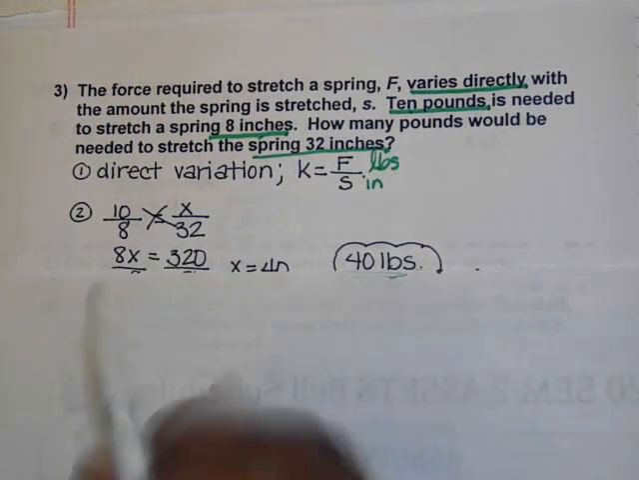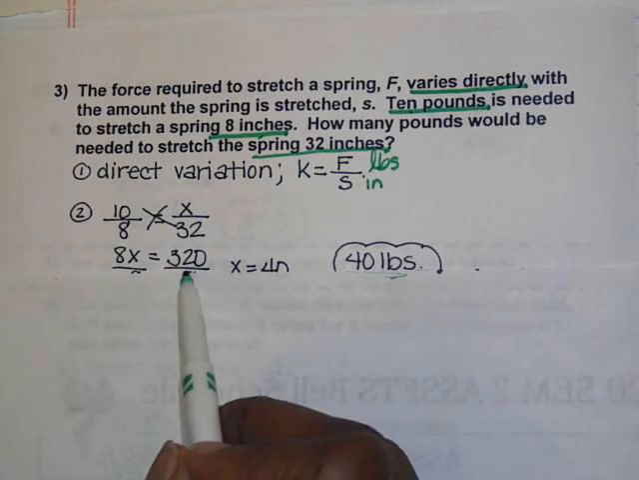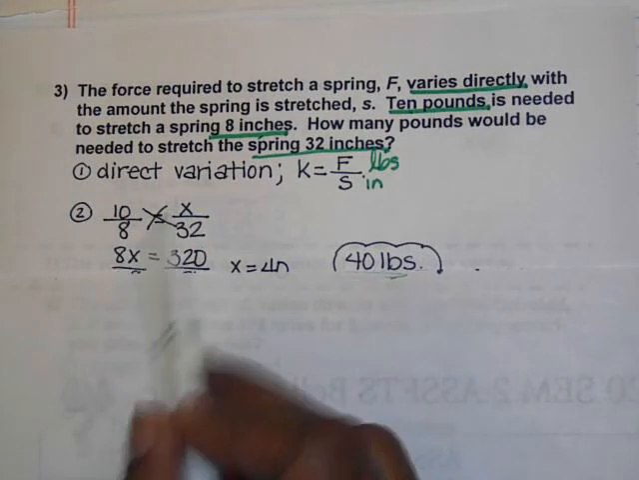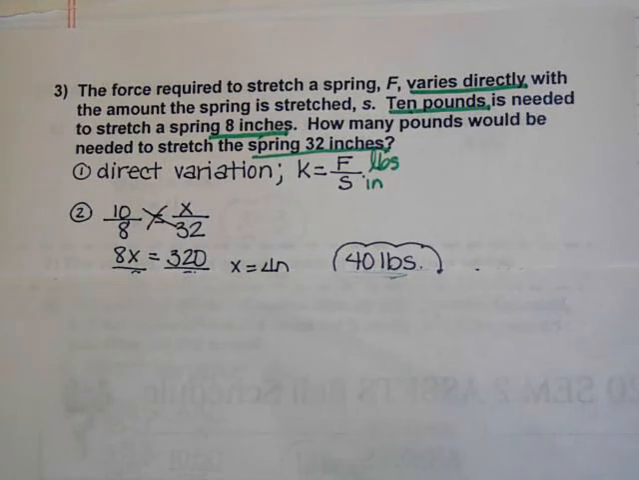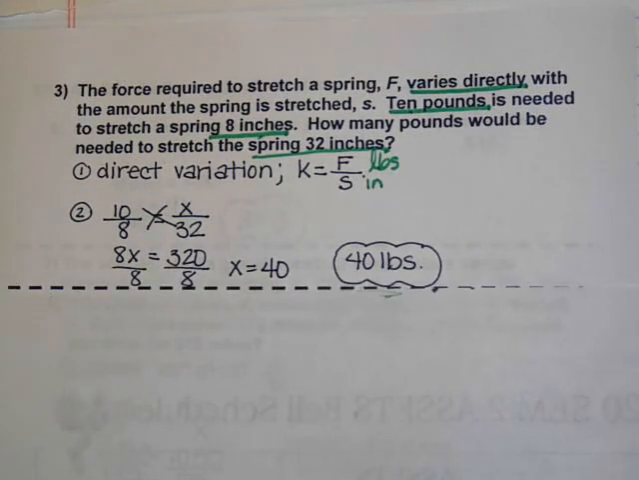So 10 times 32 gives you 320. 8 times x gives you 8x. Divide both sides by 8. And then you're going to get x equals 40.